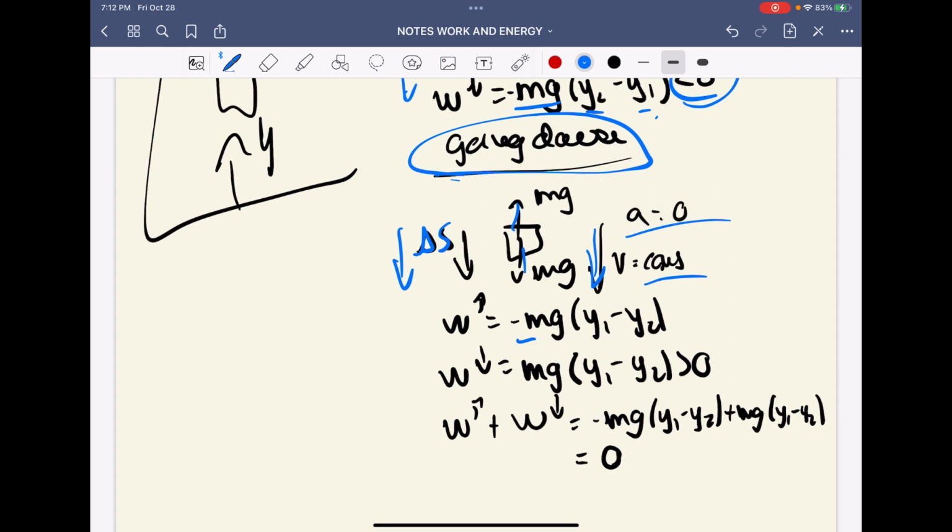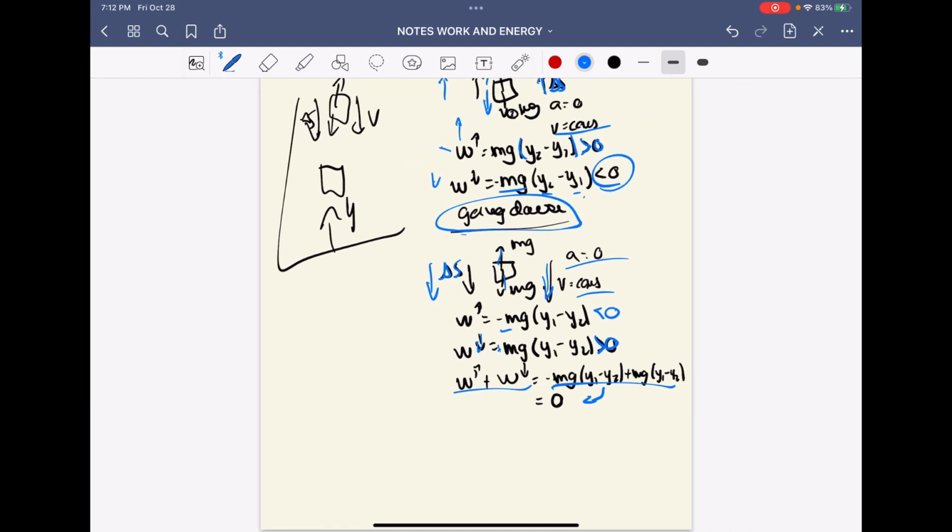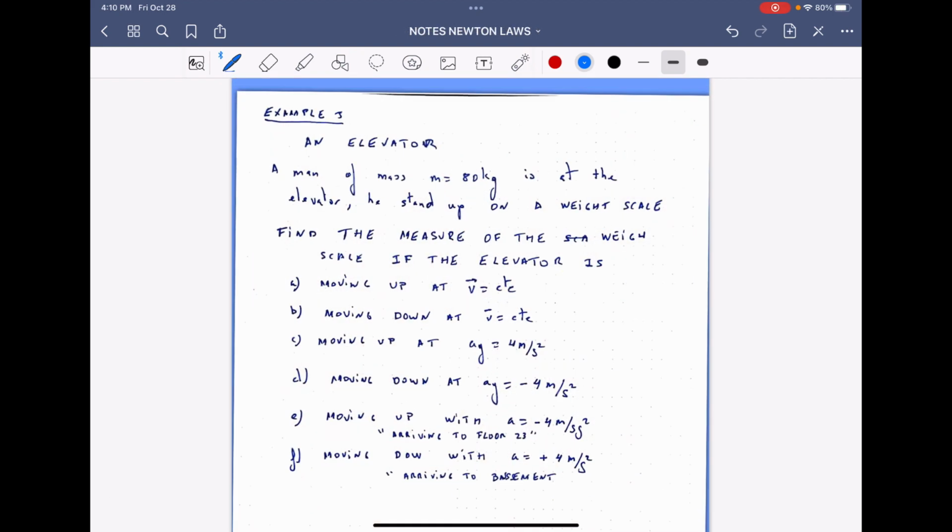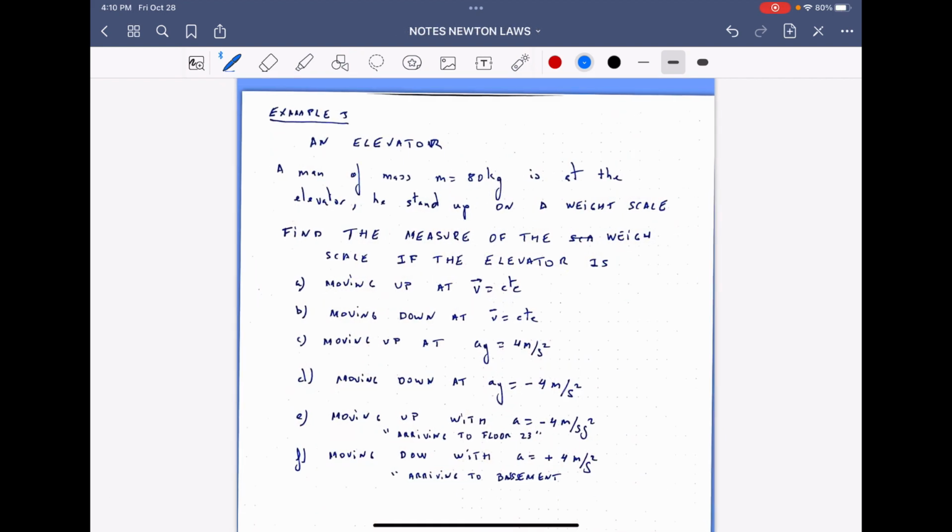And this is work in the downwards direction is going to be positive. So it's going to be mg times y1 minus y2, which is bigger than 0. Sorry. Then the net is just putting the equations together. That brings up a 0 right here. And that's basically it.